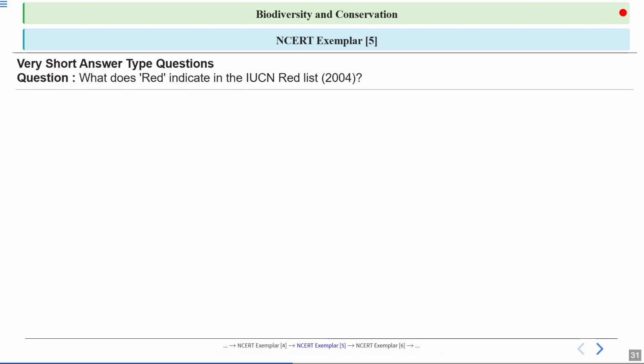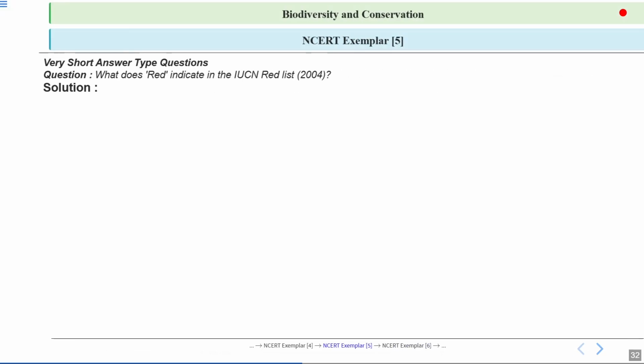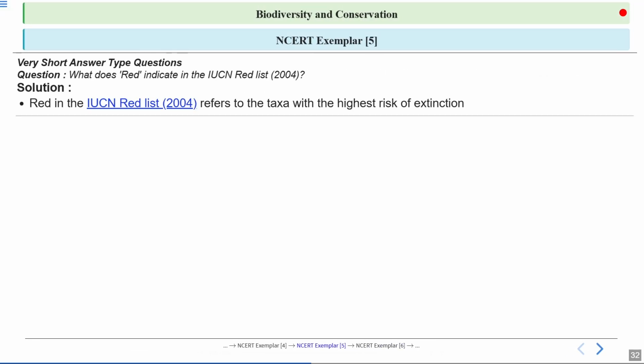Next one, what does red indicate in the IUCN Red List 2004? Let's have a look at the answer. Now, red in IUCN Red List 2004 refers to the taxa with highest risk of extinction.